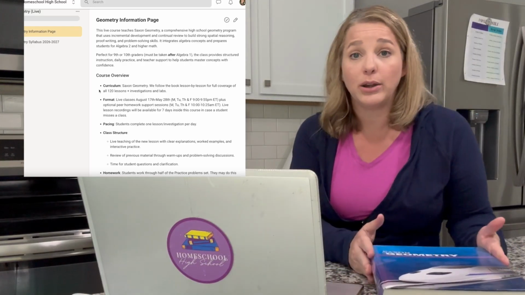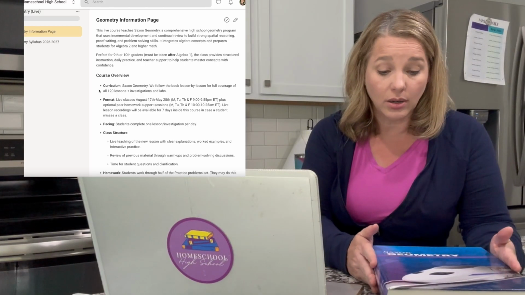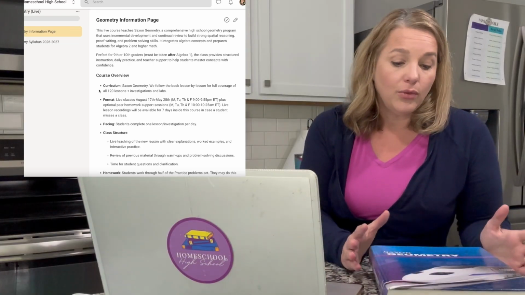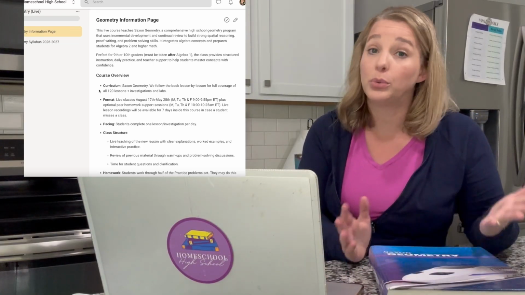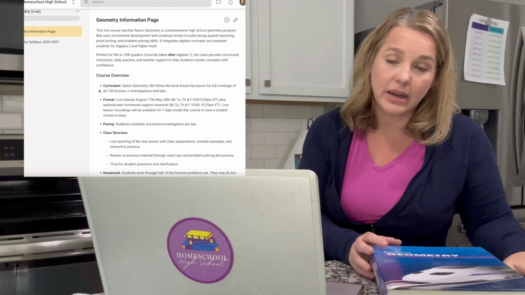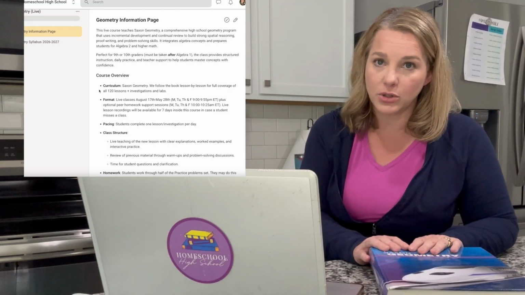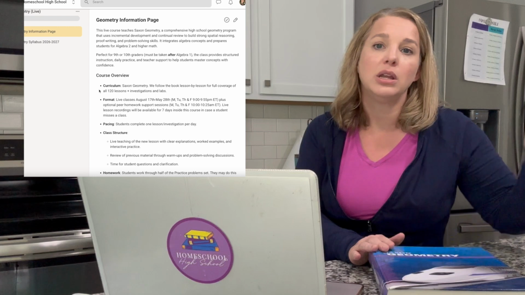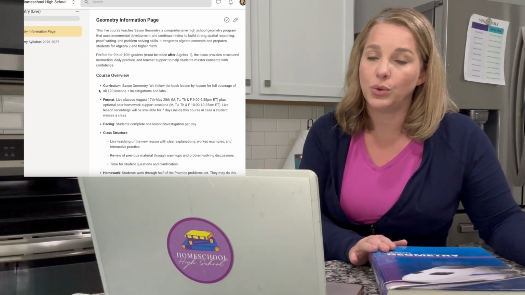We'll go through the entire program over the course of the year, and it will get you ready for Algebra 2 as well. So a prerequisite for this class will be Algebra 1. Students need to have completed Algebra 1 before moving on to geometry. And then following geometry, the next class would be Algebra 2.